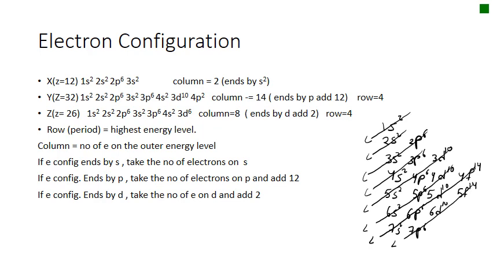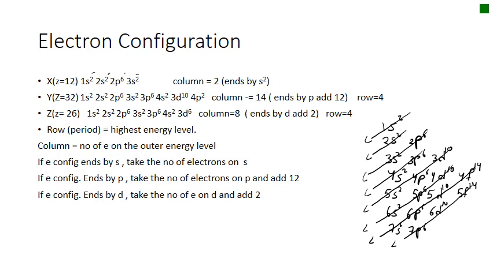For example, if we start with any atom named X, which has atomic number equal to 12, the number of electrons is equal to 12. We have 12 electrons to be distributed correctly on the energy levels. We have 1s2, 2s2, 2p6, 3s2. By adding the number of electrons, 2, 2, 6 and 2, we get 12. So the number of electrons equals 12, and this is a correct electron configuration.